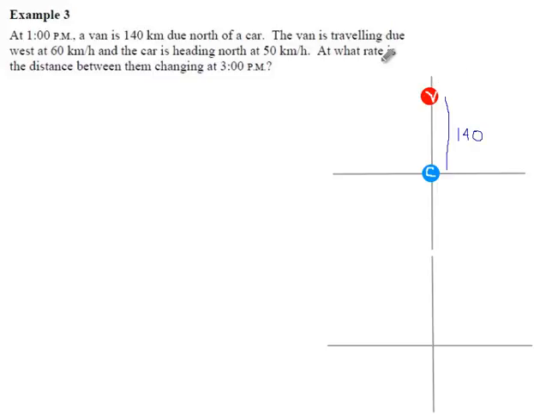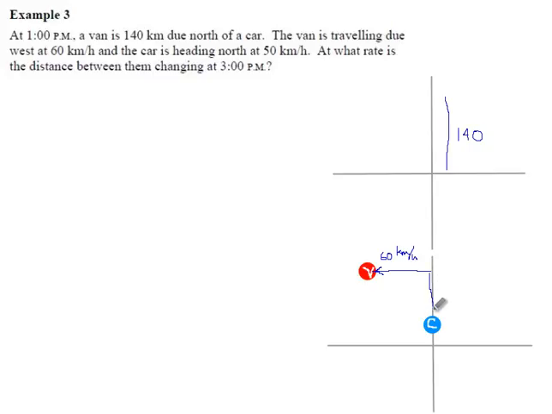But then the vehicles start to move. The van moves west at 60 kilometers an hour. And the car moves due north.